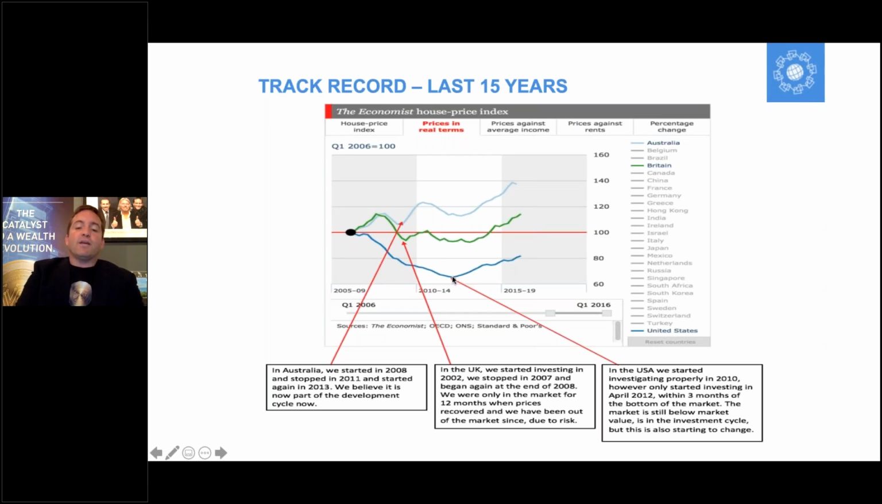And in America, we literally started investing within 3 months of the bottom of the curve. Now, are we clever? No. We've got systems. If you plug in the facts and figures, it helps you make the right decisions. It's just the way it is.